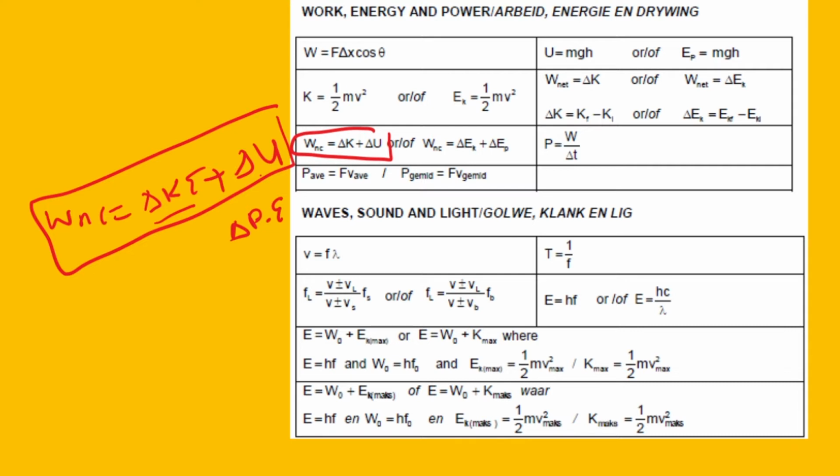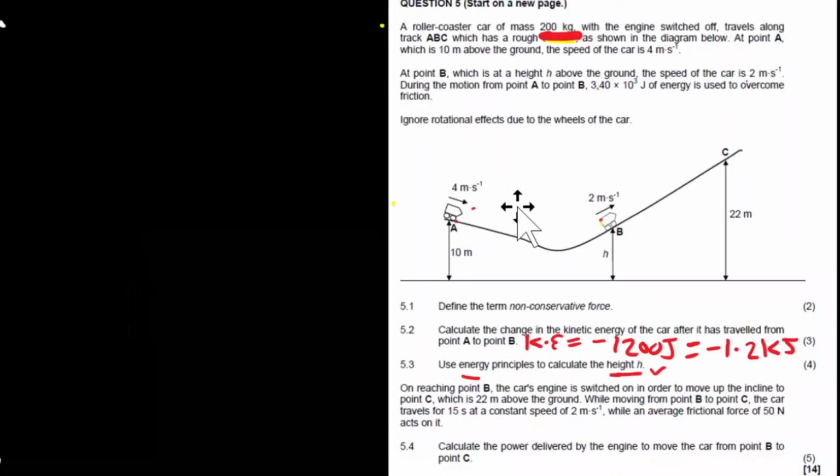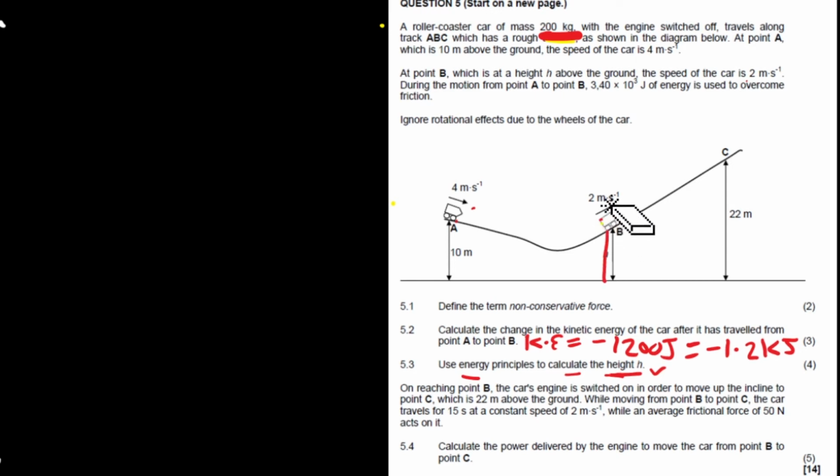Going back to our question, they say calculate the height. Meaning they want to find this height. So I'm going to use the same strategy. Change in work done equal to change in kinetic energy plus change in PE. Some books say change in potential energy. So don't ask what this is, it's the same thing.